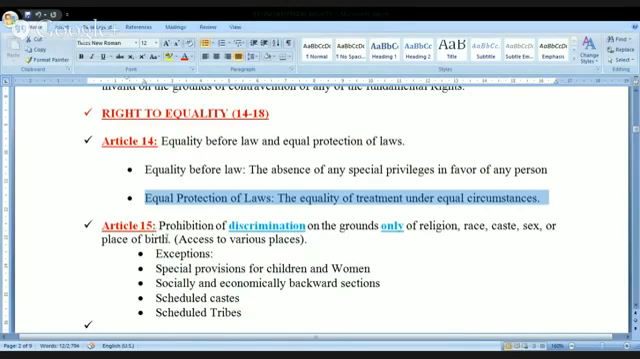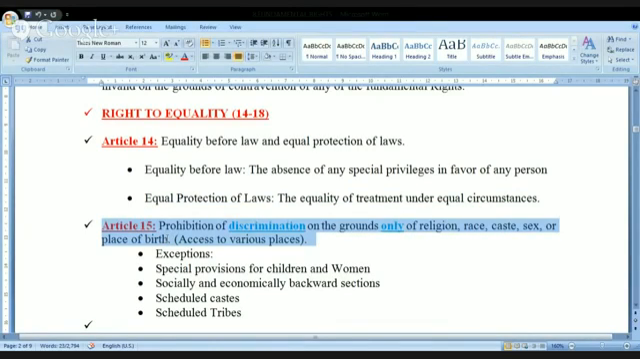Now look at this. Next one is article 15. Article 15 is saying prohibition of discrimination on the grounds only of religion, race, caste, sex, or place of birth. What do you mean by this? When I'm using the words prohibition of discrimination, discrimination is nothing but treating people on the basis of a particular factor. That factor may be religion, race, caste, sex, or place of birth.